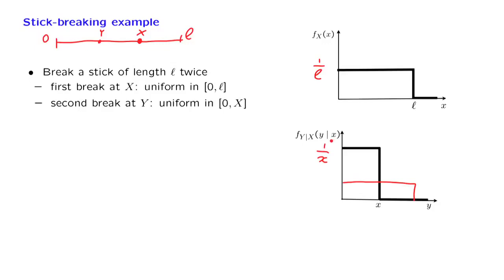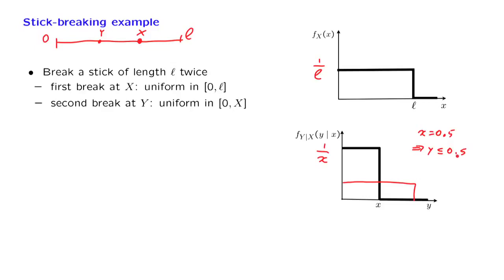Another way to see it is that if I tell you that x is 0.5, this gives you lots of information about y. It tells you that y has to be less than or equal to 0.5. So the value of the random variable x gives you plenty of information about the other random variable, and so we do not have independence.